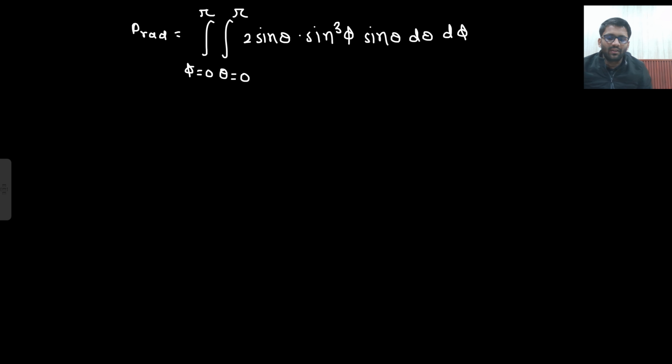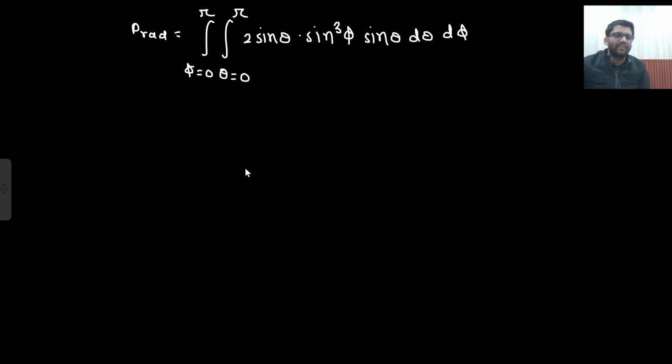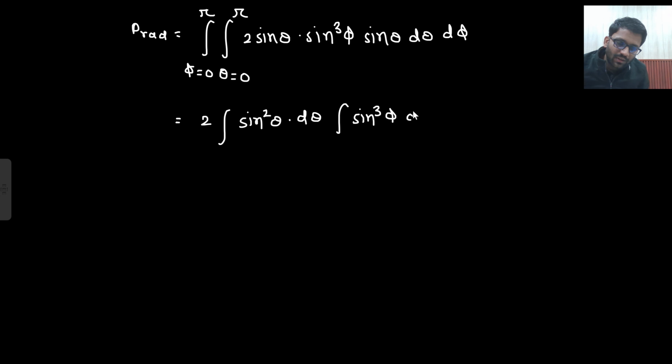What I mean to say is that you have the radiation intensity, then see these limits, put the limits and just solve it. So what are you going to get? If I solve it, it is the integral of sin square theta d theta and the integral of sin cube phi d phi, with limits from 0 to pi, and the 2 stays as it is. Can you let me know what will be the answer of this one? How will I solve it?